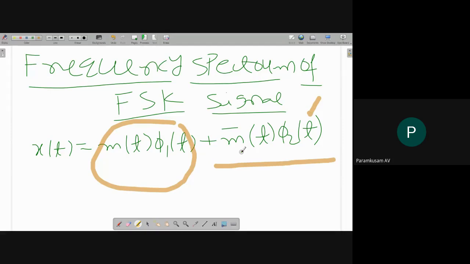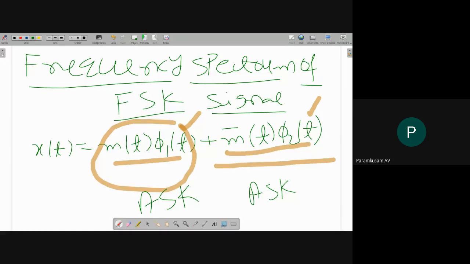The frequency spectrum of x of t, the frequency shift keying signal, is the sum of the frequency spectrum of m of t into pi1 of t and m cap of t into pi2 of t. m of t into pi1 of t is nothing but an ASK signal: a message signal multiplied with pi1 of t. Here m bar of t is also a digital signal, 0 or 1, so it is also called an ASK signal.